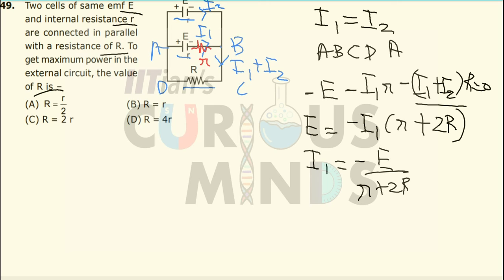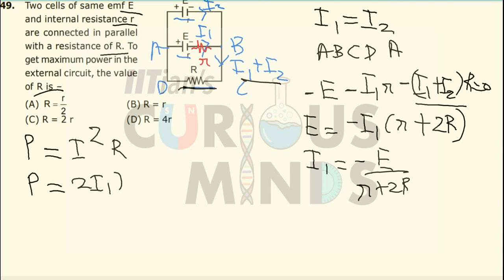This is the current flowing in the external resistance R. We have to find the power. The power will be equal to I square R. In the external circuit, the current in this part is equal to I1 plus I2, which is equal to 2 times I1, the whole square into R. So P can be written as 4 I1 square R.